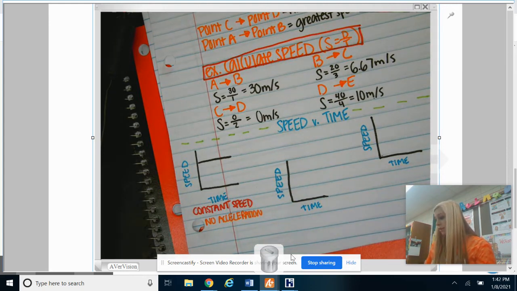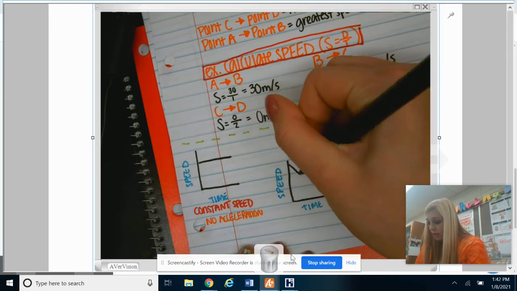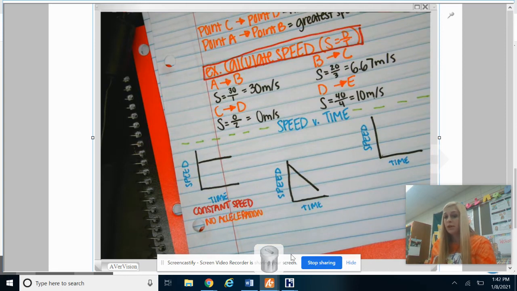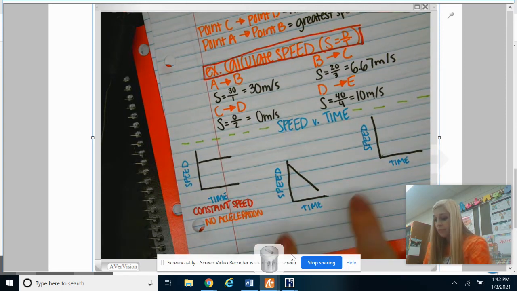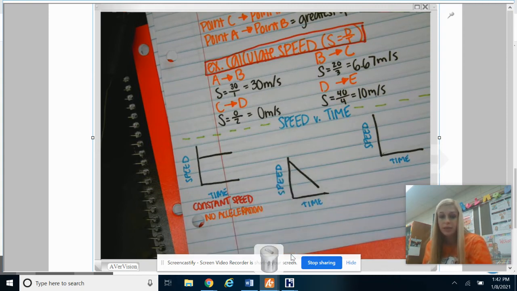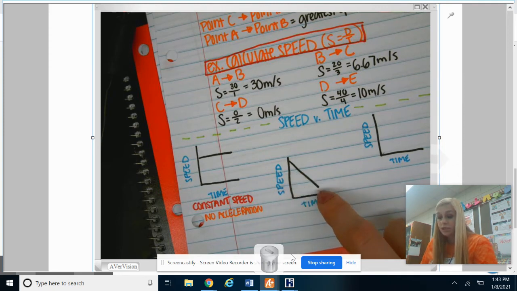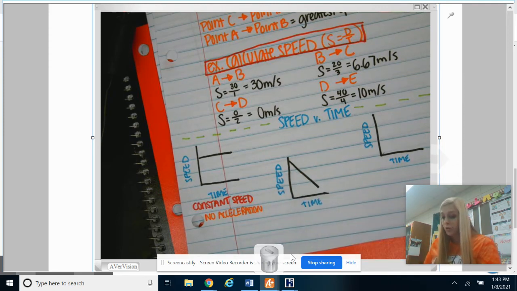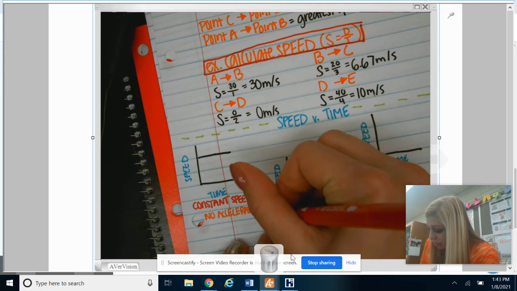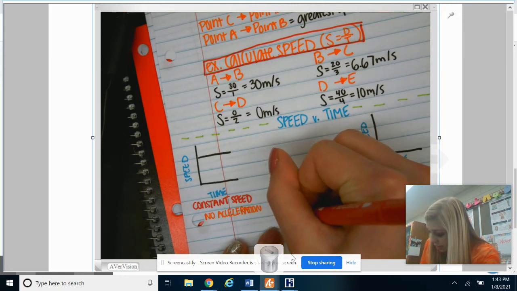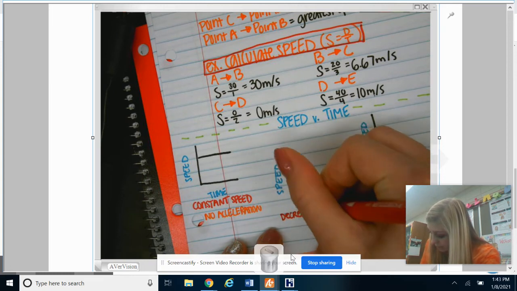All right, let's look at the next one. For this one, we're going to start here and we're going to go down. So let's think about what's happening in this graph. In the beginning, what was our speed? Was it high or was it low? In the beginning, our speed was high. Towards the end, it got lower, lower, lower until we were at a low speed. So what happened to our speed? It decreased. So we're going to put decrease speed.